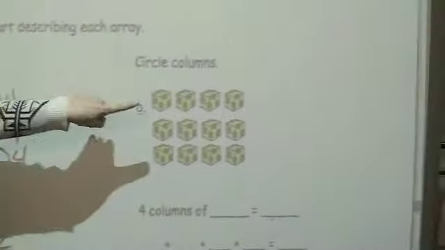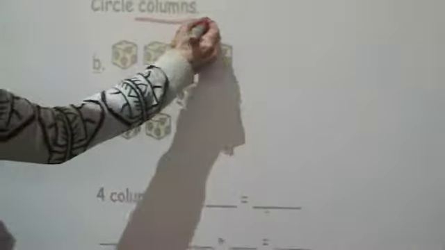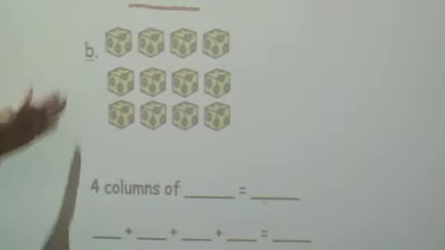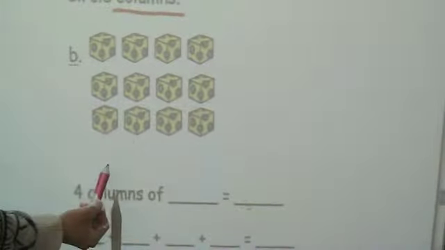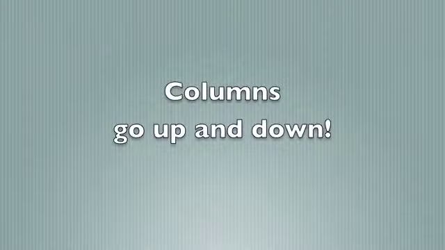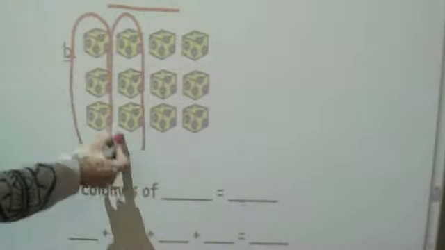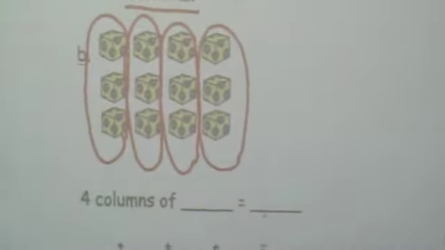Let's go on over here and we're going to do our columns this time. Remember, make sure you're reading those directions because it's very important to keep your rows and your columns straight. The last one we did rows. This one we want to do columns, so we're going to go up and down. Remember, columns go up and down the array. Circle your columns. I'll circle my first column. 1, 2, 3, and 4. So I have 4 columns in letter B.